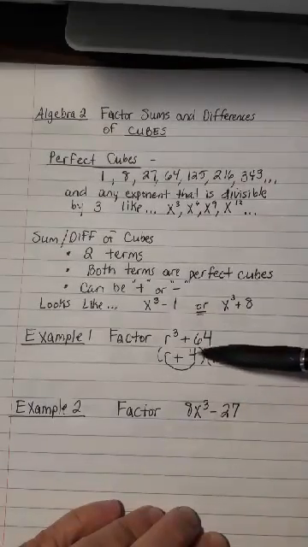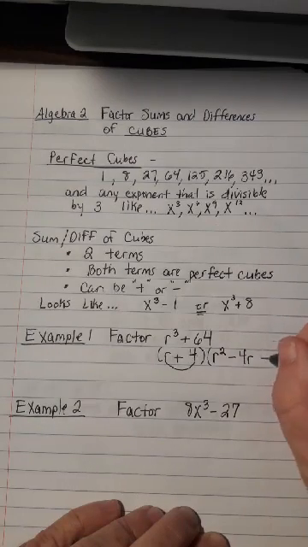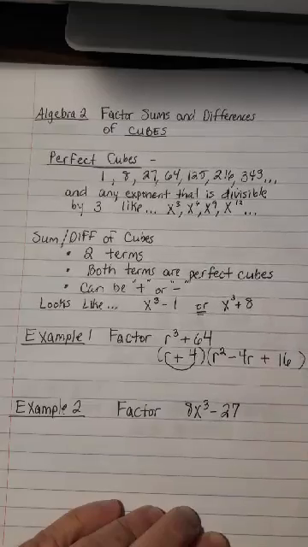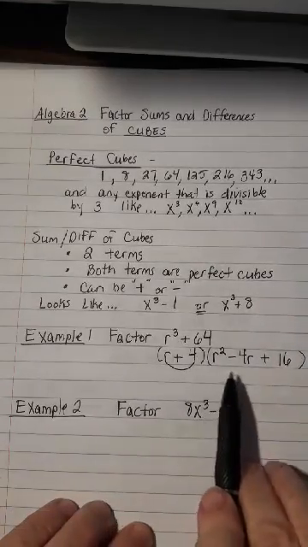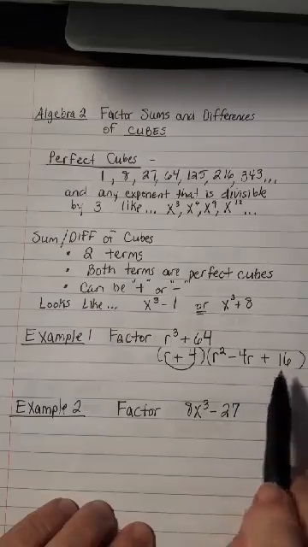And then you always take the last term in the binomial and you square it. 4 times 4, which is 16. And it's always going to be a positive at the end. And that's your answer: r plus 4 times r squared minus 4r plus 16.